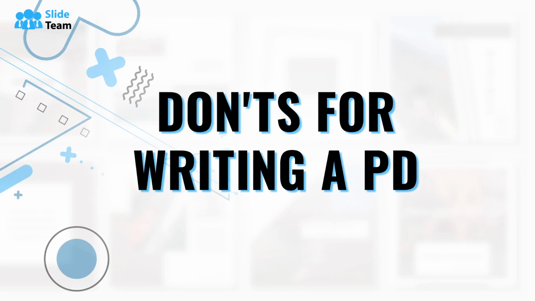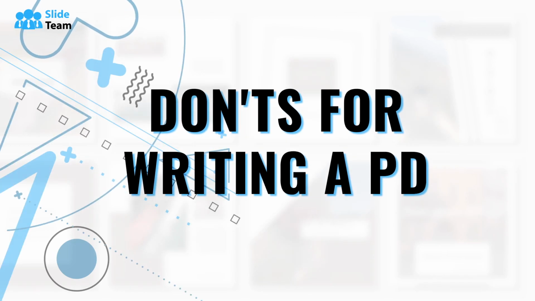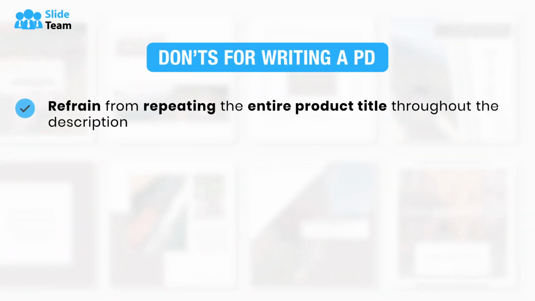These are the important tips to remember. Now, let's discuss some common mistakes to avoid when writing product descriptions. Firstly, refrain from repeating the entire product title throughout the description. It only makes the sentences unnecessarily bulky without making any sense. And please avoid using the words customizable, editable repeatedly in the blog. You can use these words only once, and that too at the end of the introduction part.